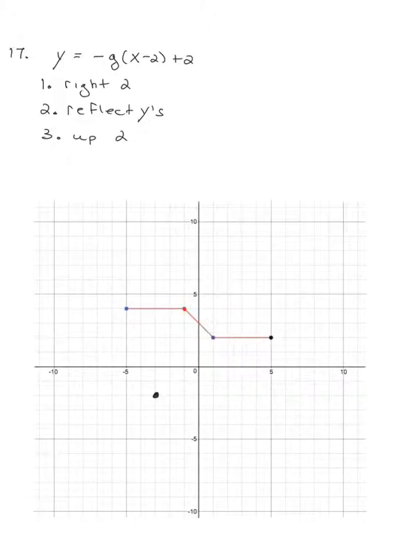Same thing for this point. I'm going to go right 2, then I reflect the y value, and I go up 2. This is 1, -2. I go right 2, reflect the y values, and I go up 2.